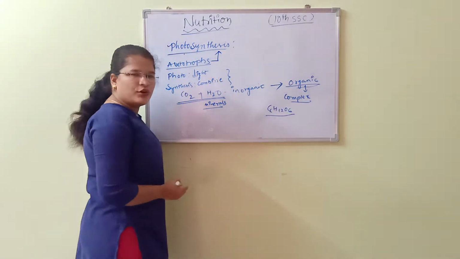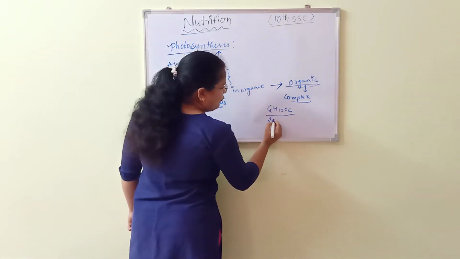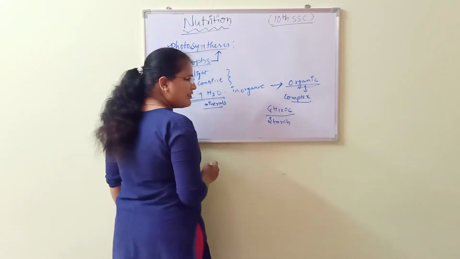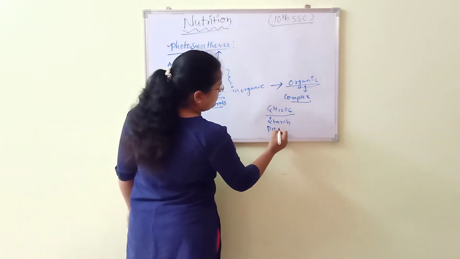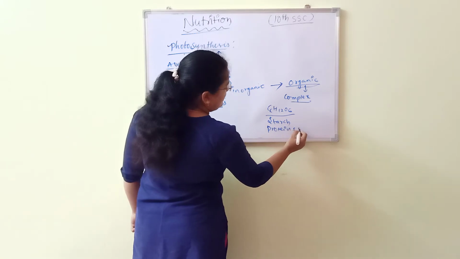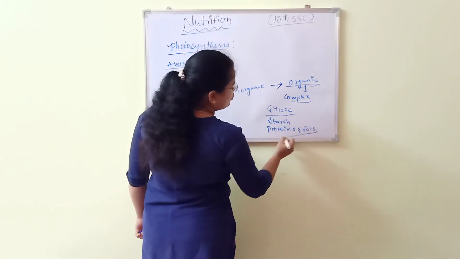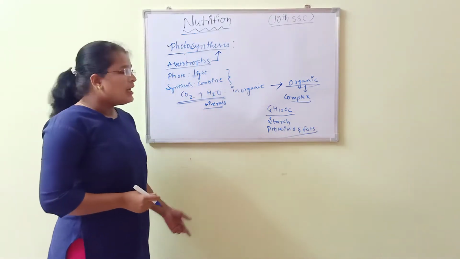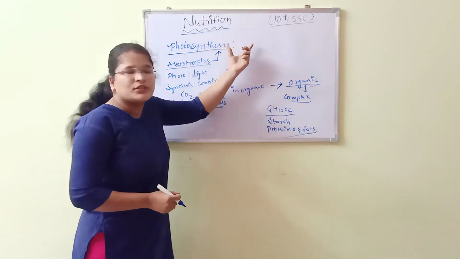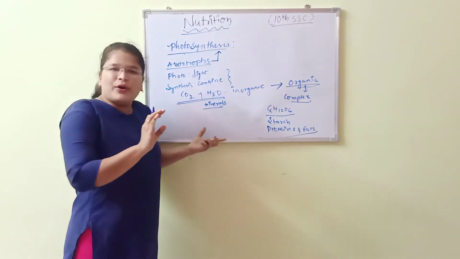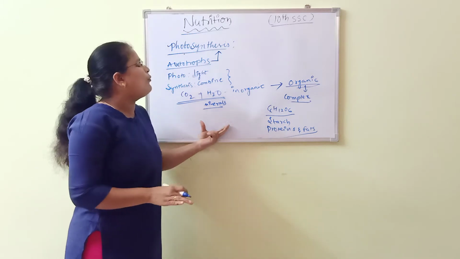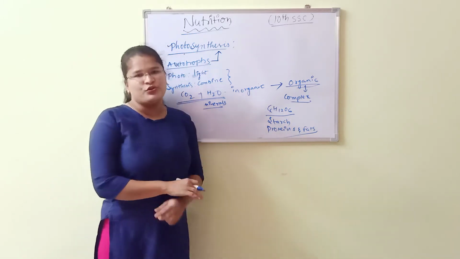Glucose is produced and that will be stored in the form of starch. Along with the glucose, some proteins as well as fats are also produced. Actually, it happens in the photosynthesis process. Now we know this photosynthesis process, and we are able to understand how it produces.